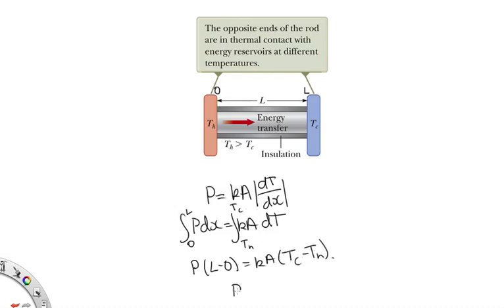So we can write the power transferred is equal to KA. Now remember the absolute value sign: TC minus TH is the cold temperature minus the hot temperature, which is going to be negative, so we need to make it positive, so (TH minus TC) over L. So this is possibly a more useful form of this equation. This is the one given on your formula sheet.